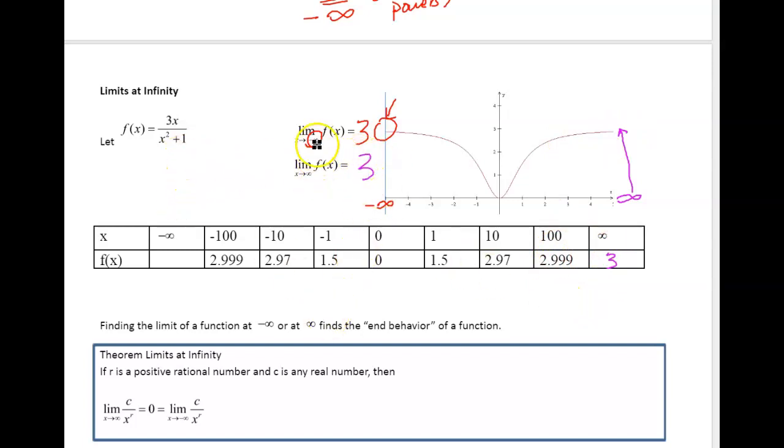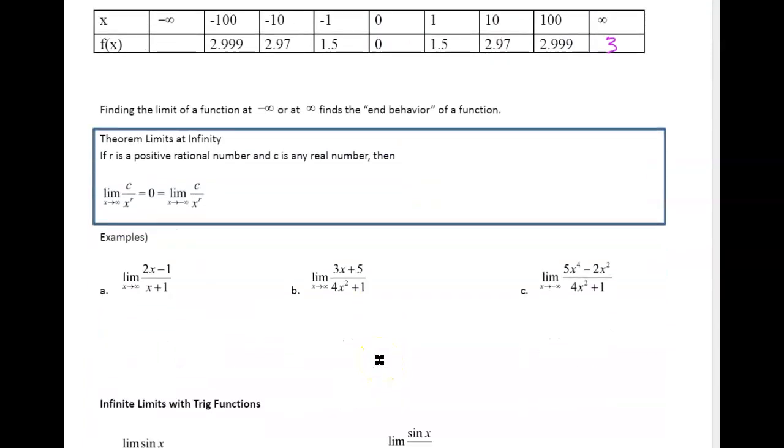So that's what I mean by limits at infinity. It doesn't mean our answers are infinity, it means that's where we're looking on the left and the right. And that's called end behavior, which actually refers to our horizontal asymptotes way back in Section 3. Okay?